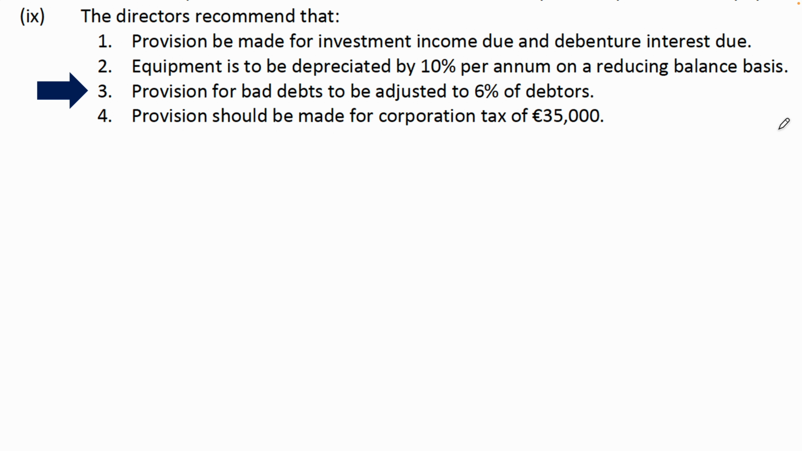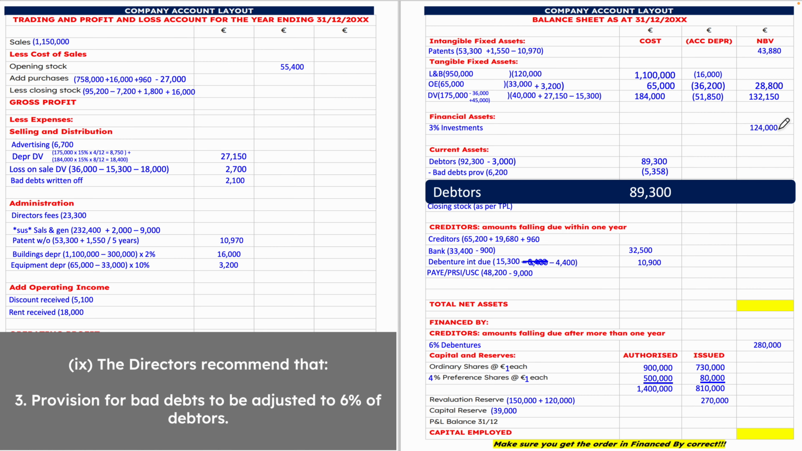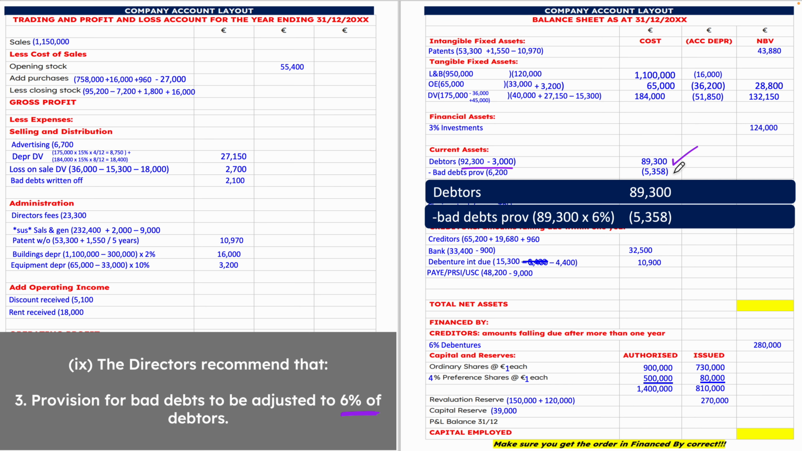Now, adjustment number 3 then, provision for bad debts to be adjusted to 6% of debtors. So we are going to say, right, okay, the amount that we think we might not receive is going to be adjusted now. So we have to look and find our new debtors figure. So our new debtors figure, 92,300 minus 3,000, 89,300. And then we're adjusting that to 6% of debtors. So 89,300 multiplied by 6% gives us 5,358 bad debts provision. So we think potentially 5,358 of our debtors are not going to pay us.